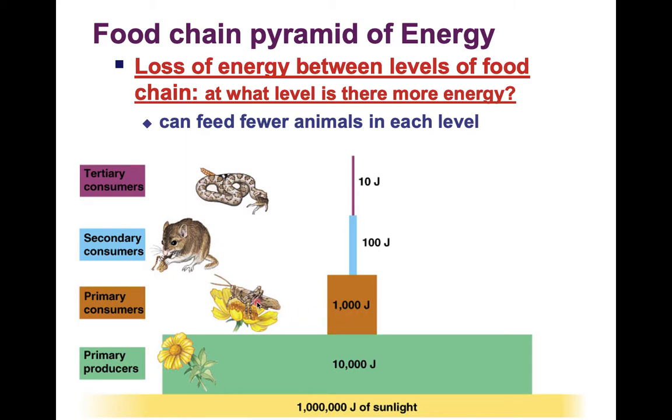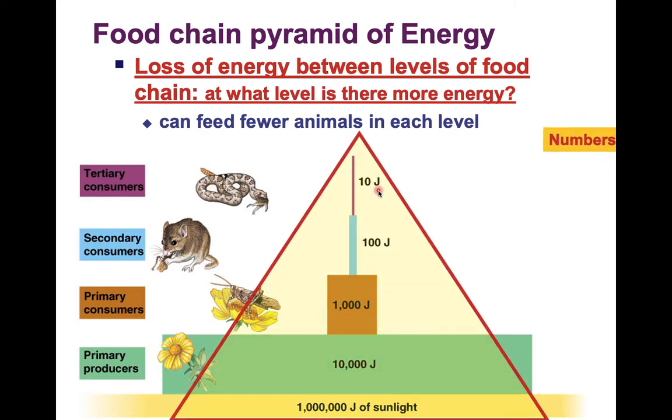By the time that this grasshopper serves as food for this mouse, right? The mouse is only going to gain 10% of that energy. So the mouse is only going to get 100 joules of energy. And by the time this mouse serves as food for this snake, it is only going to get about 10 joules of energy. Again, only about 10% of energy is passed from one trophic level to the next. Depending on the ecosystem, some ecosystems can be more efficient and pass a little bit more energy from one trophic level to the next. But we can say on average 10% of energy is passed from one trophic level to the next.